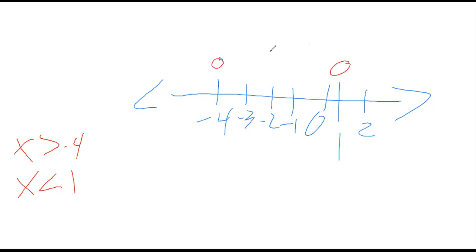So our arrow should be going to the right or to the left? To the right. It's everything greater than -4. And x is less than 1, meaning everything that is less than 1, so going left. If you notice, this one's going to the right, and this one's going to the left. So all we would have to do is connect these two together.